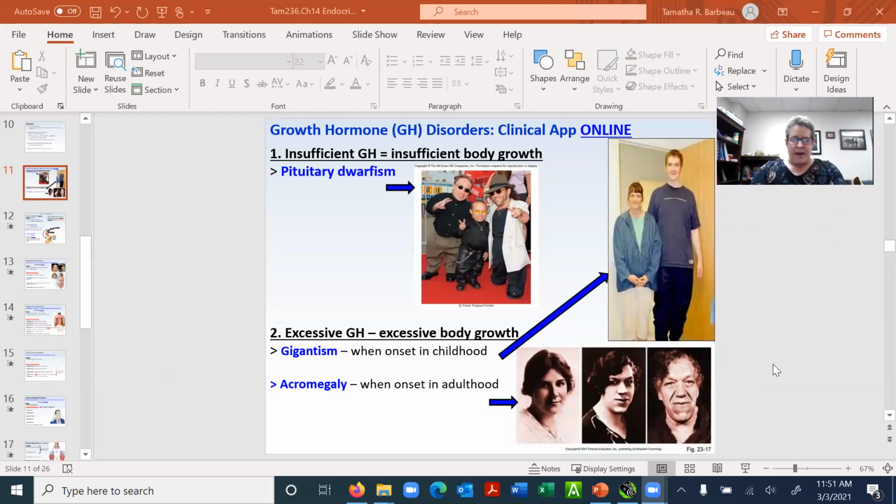Last time we talked about what the hypothalamus and pituitary glands secrete. And now we're going to be going with a gland by gland approach, talking about what that gland produces, what effect it has on the body, and then some disorders.